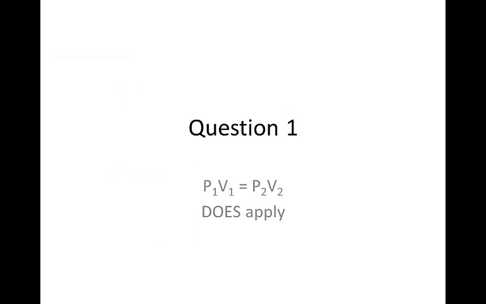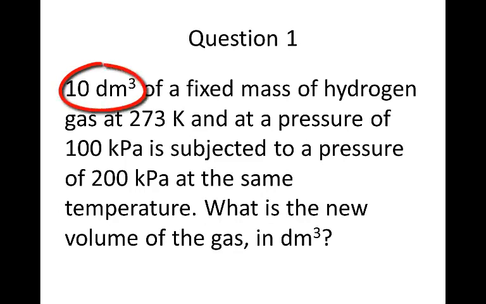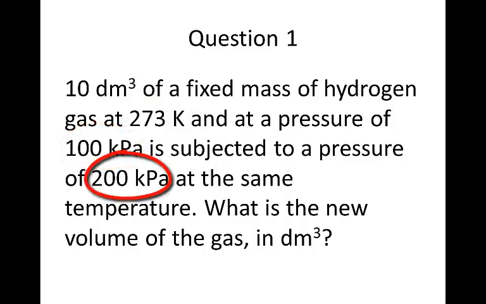Our first example is a question where we can apply this equation. 10 decimeters cubed of a fixed mass of hydrogen gas at 273 Kelvin, a pressure of 100 kilopascals, is subjected to a pressure of 200 kilopascals at the same temperature. What is the new volume of the gas in decimeters cubed?